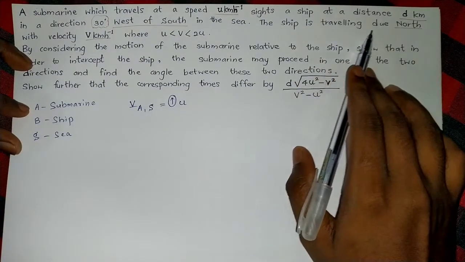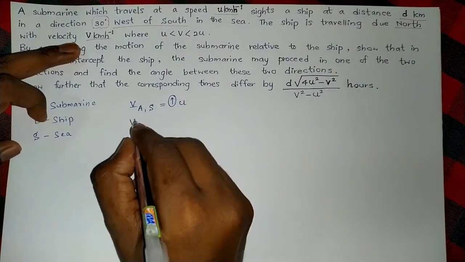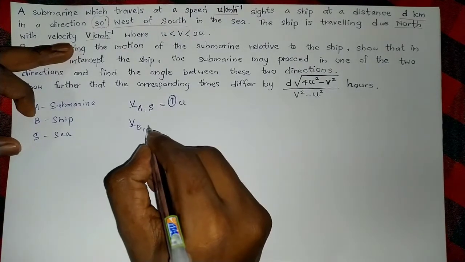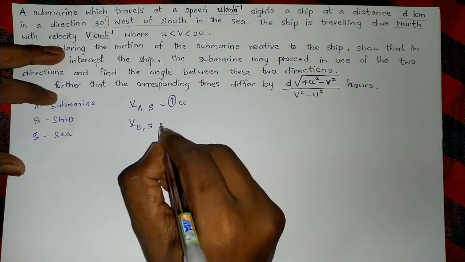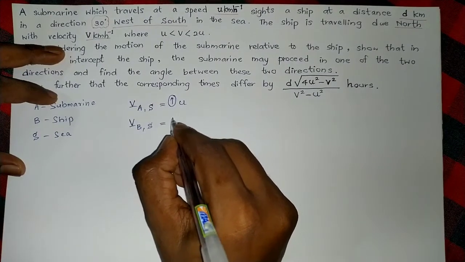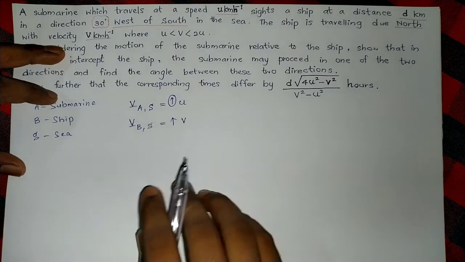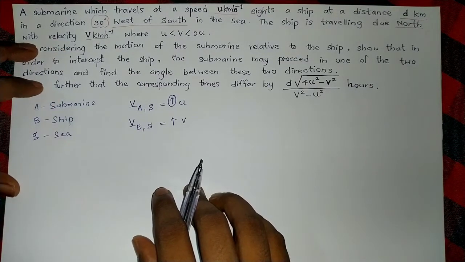Then ship is traveling due north with a velocity v. Therefore velocity of ship, that is velocity of B with respect to C, relative to C, is north, magnitude is v. Then they have given the initial location of these 2 items.